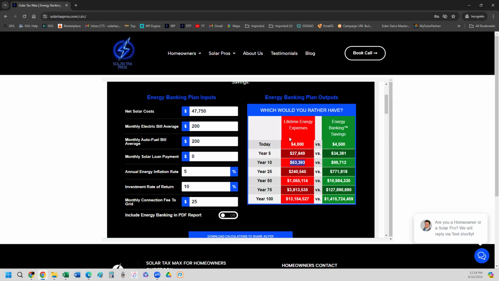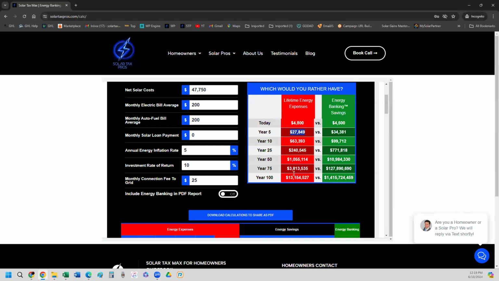What do you think would happen if you save that money in a Roth IRA that grows tax-free and averages 10%? Well, here's what's going to happen. You could have $34,000 saved in your bank account in 5 years, or you could spend $27,000 doing what you're doing now and not using solar to your advantage.